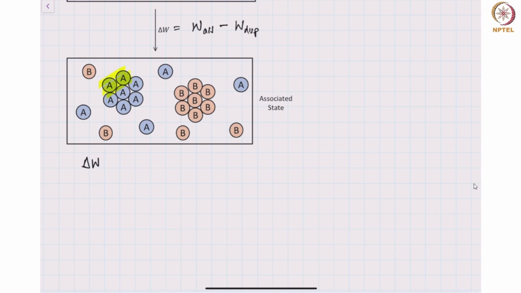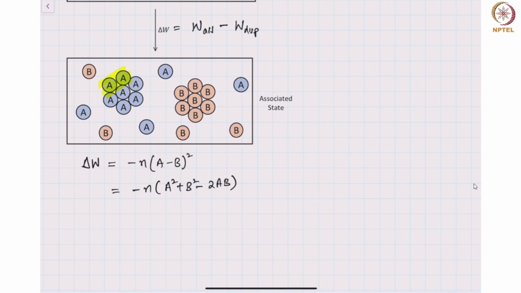Now I can write down the difference in the energy in terms of how many neighbors have switched around. Let's say n neighbors have switched. Therefore, I have n times (A minus B) whole square, where n is the number of bonds that have been formed in the process of association. New bonds have been formed in the process of association, and some bonds have been removed. Okay. Now we can simplify this expression, where I can now say this is n times (A square plus B square minus 2AB).